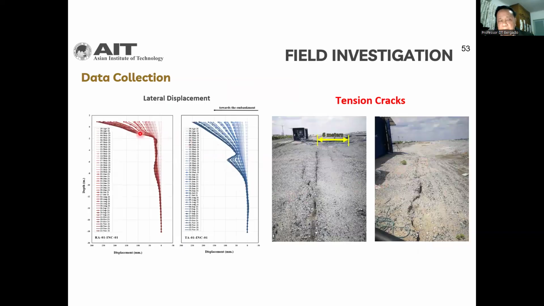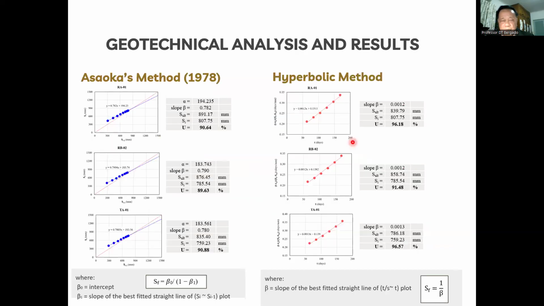These lateral movements, inward movements, created some cracking, but it is located 6 meters away from the edge of the loading. And this is an observational method by Asaoka and by hyperbolic method. We compare, and all this we get at the three areas, RA1, RB2, TA1, the degree of consolidation around 90%.